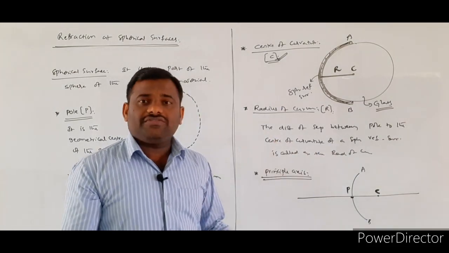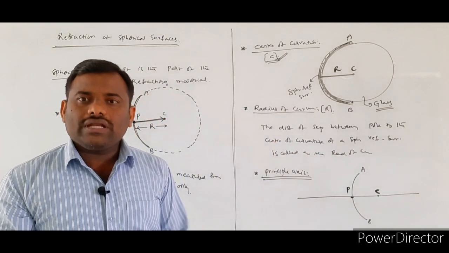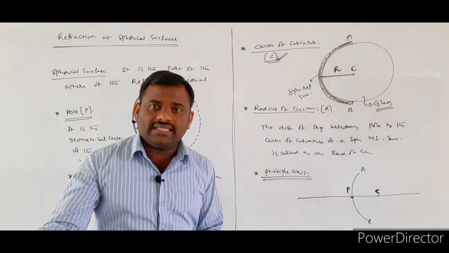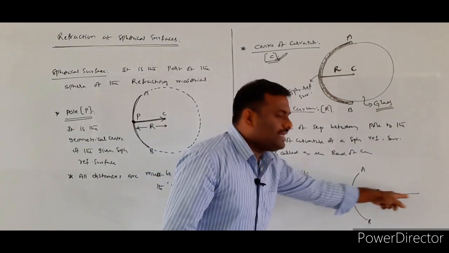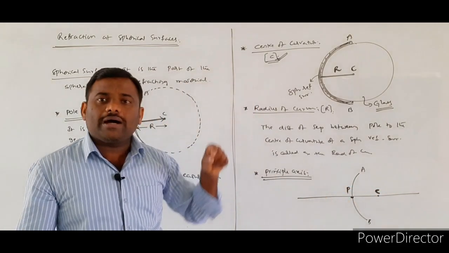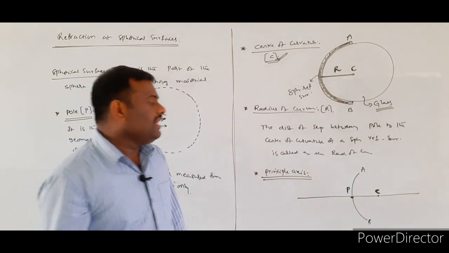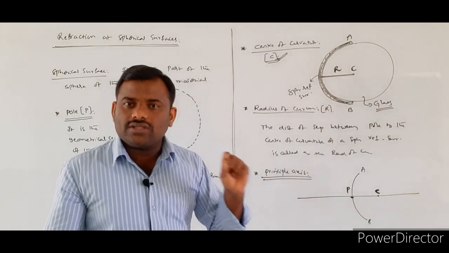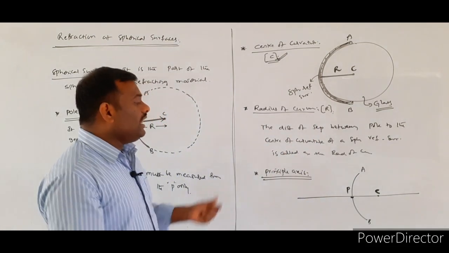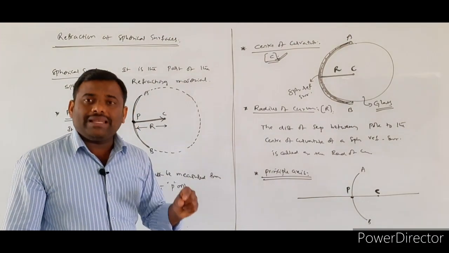In the case of refraction at spherical surfaces, whatever objects and images we consider, the object and image positions will be taken along the principal axis only. The position of the object as well as the position of the image will be considered over the principal axis only. Okay, so that is about the definition of the principal axis.